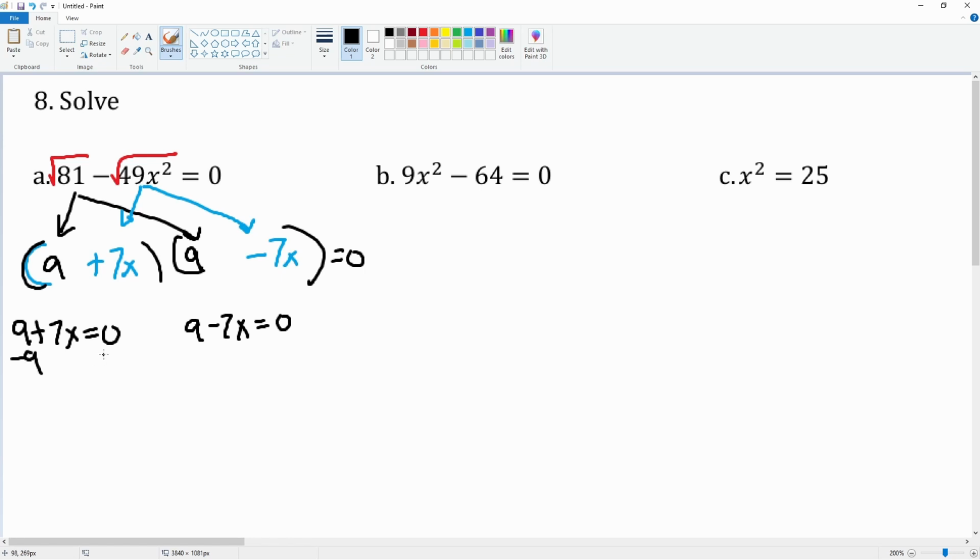Okay, minus 9 to both sides. This cancels, leaving you with a 7x equal to negative 9. Divided by 7, divided by 7. This cancels. X is equal to negative 9 over 7.